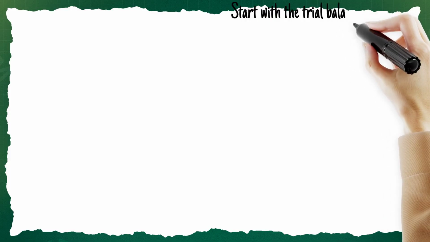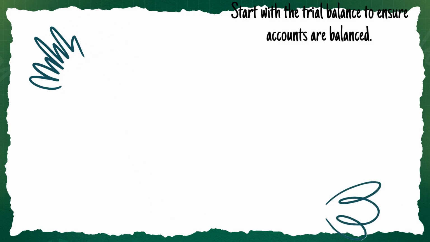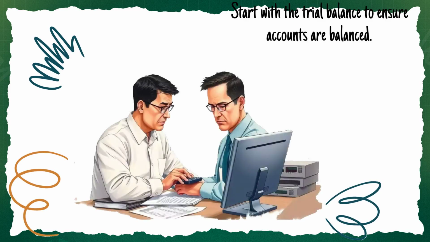First, we begin with the trial balance. This step ensures that the ledger accounts are balanced, meaning the total debits equal the total credits. By doing this, we ensure the accuracy of our later financial statements.